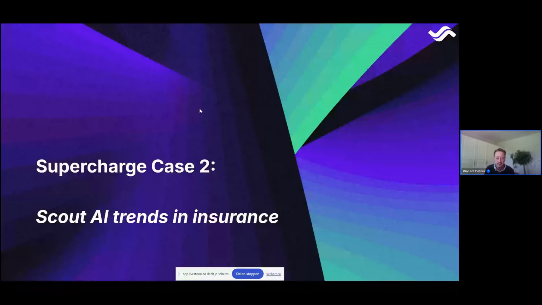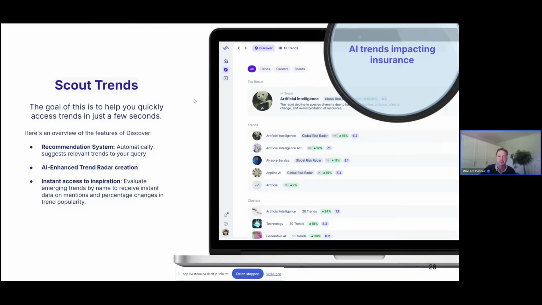Now, this is the second Supercharge use case. Typically, again, a really time intensive process. You need to digest all the specific reports, all the specific tech sites to be able to do that kind of analysis. Trendtracker makes it a lot more easy because our discover features allows you to just type in a query or a prompt where you say, I'm interested in AI trends impacting insurance. There is a recommendation system behind that that would give you the relevant trends because it knows who you are as a company first. It would enhance the radar creation in minutes.